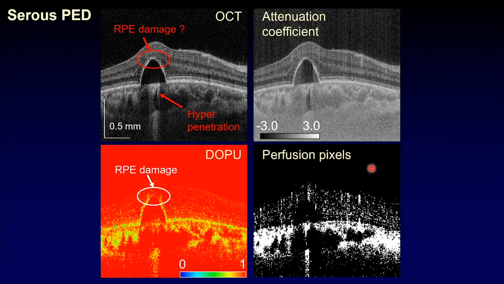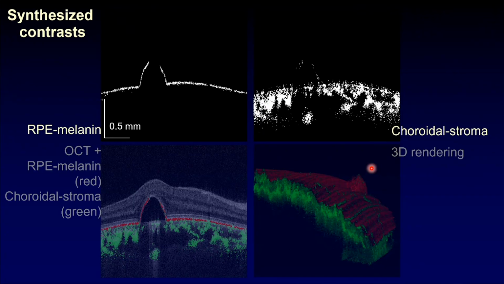Okay, so all of this information can be combined by using the contrast synthesis framework. And by combining it, for example, we can obtain the RPE originated melanin contrast here, and there is an RPE damage. It's quite clear.